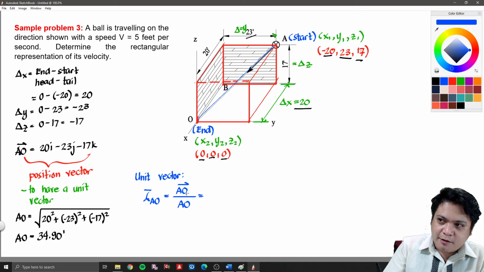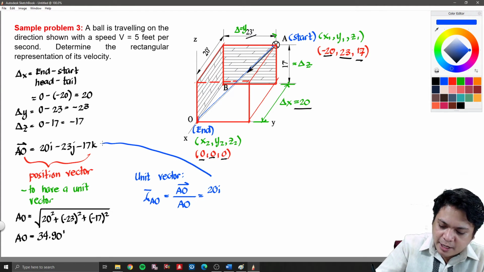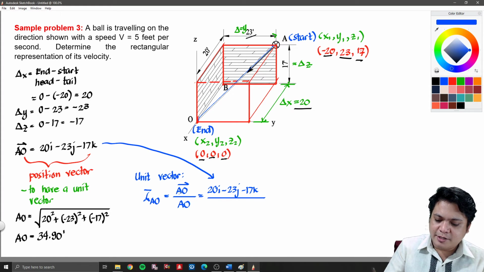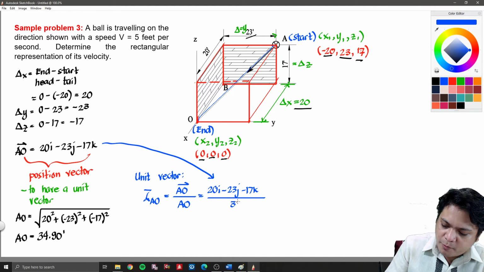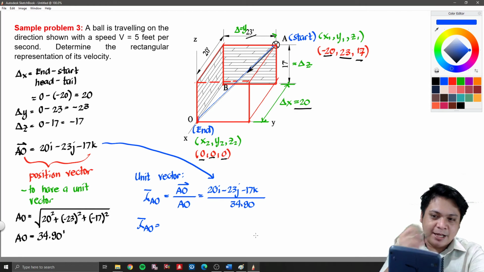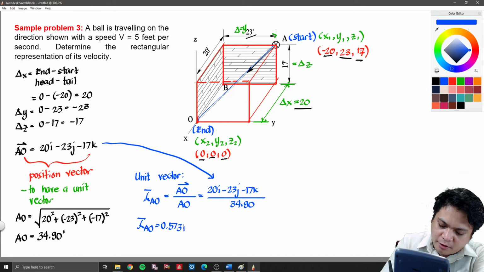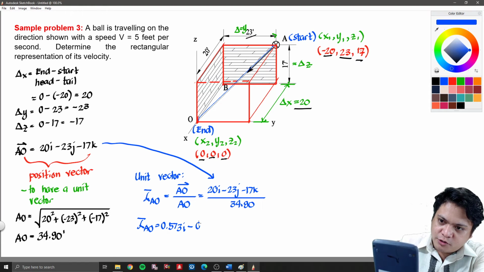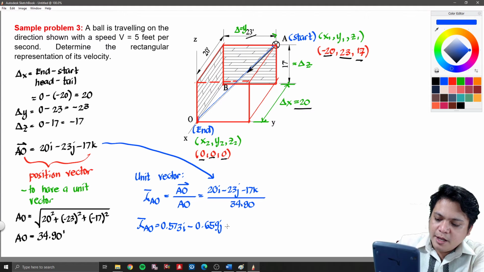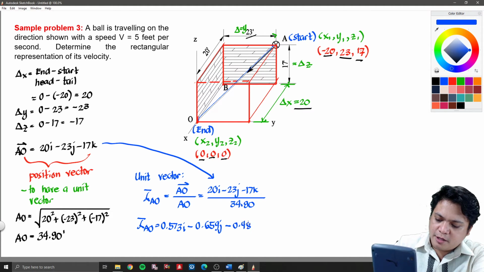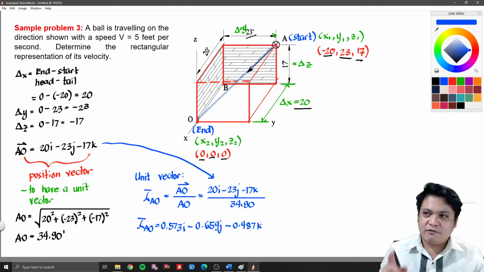So, yung aking position vector, that is around 20i. Okay, yun na, lalagay ko dun. So, 20i minus 23j minus 17k. Okay, and then I will divide it by the resultant. Okay, so, you will be having here 34.90. Okay, so now, I will now have the unit vector isa-isa. So, 20 divided by 34.9. So, tatlo. 3 decimal places tayo. So, 0.573 of I. And then, minus, kasi negative. So, 23 naman divided by 34.90. So, you have minus 0.659 of J. And the next, minus ulit, kasi minus siya. So, you have here 17 divided by 34.9. So, that is 0.487 of K. Okay? So, this is now the unit vector A sub O.